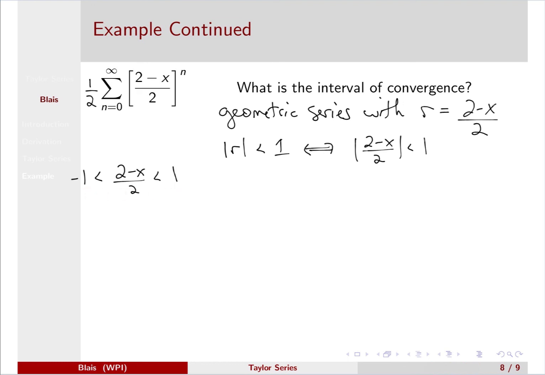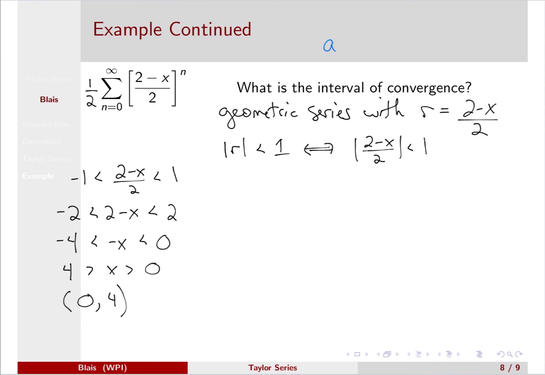Let's multiply everything by 2. So we get minus 2 is less than 2 minus x is less than 2. Let's then subtract 2 from everything. So we get minus 4 less than minus x less than 0. And if we multiply everything by minus 1, the inequalities reverse, and we see we get an interval of convergence of 0, 4. And note, it is not an accident that a equals 2 is the midpoint of this interval.